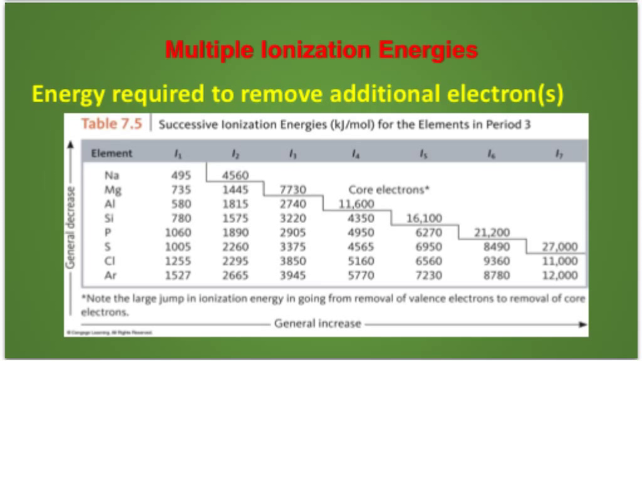Now, if we talk about multiple ionization energies, what we're talking about here is just the energy required to remove additional electron or electrons, because we're not just talking about first ionization energy anymore. So let's look at this table here. Sodium, first ionization energy is this, then it jumps to this. Magnesium, 1, 2, then it jumps. Aluminum, 1, 2, 3, then it jumps again.